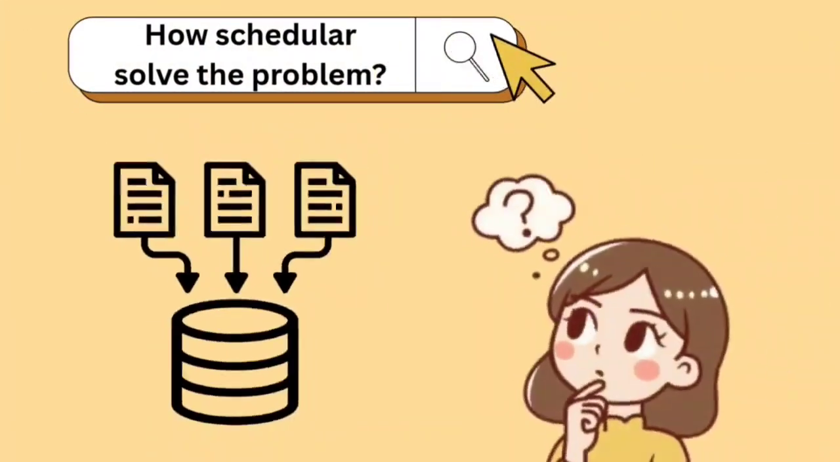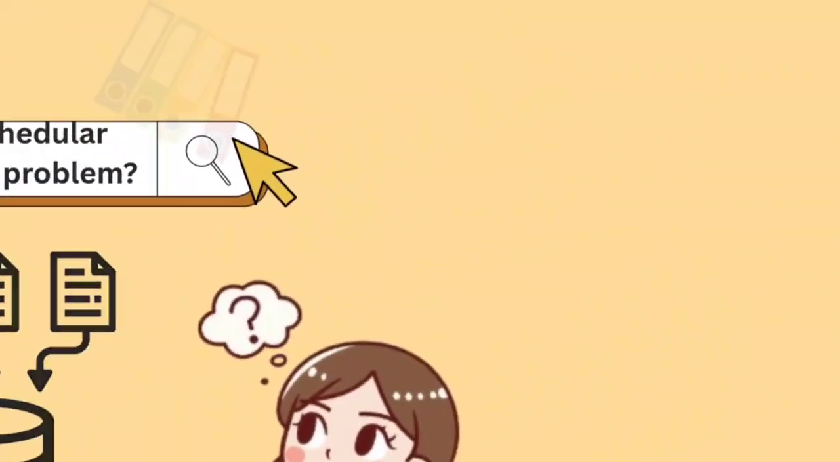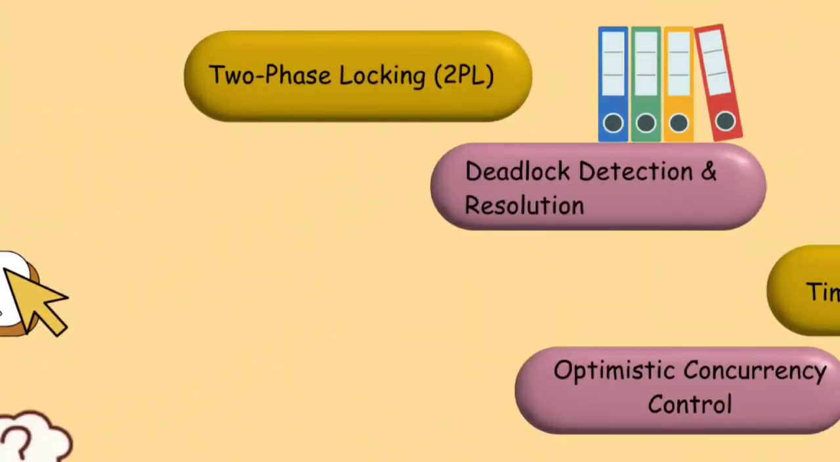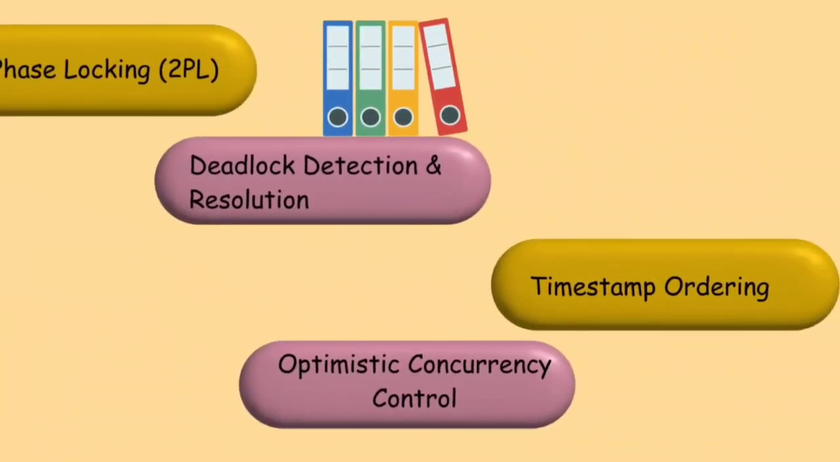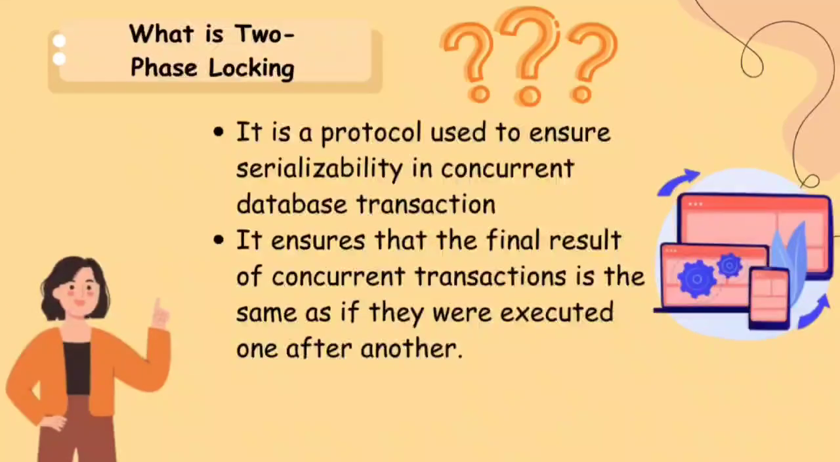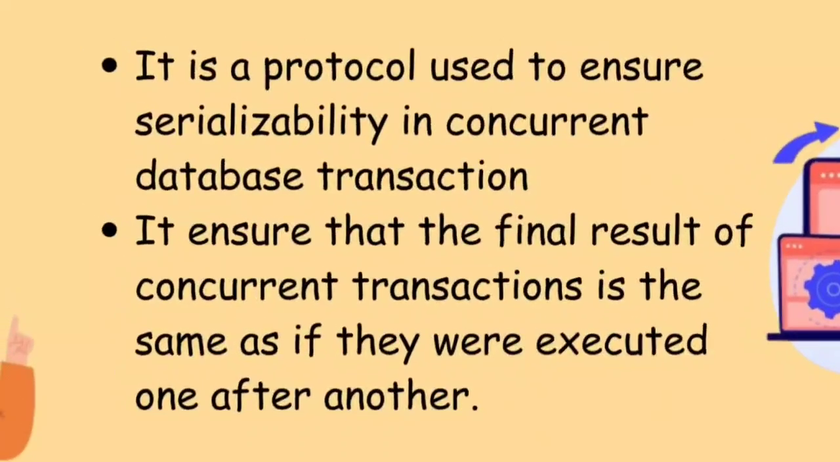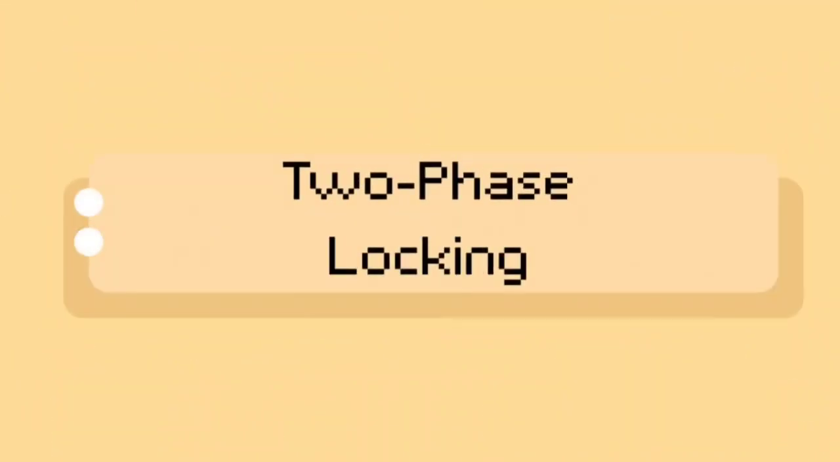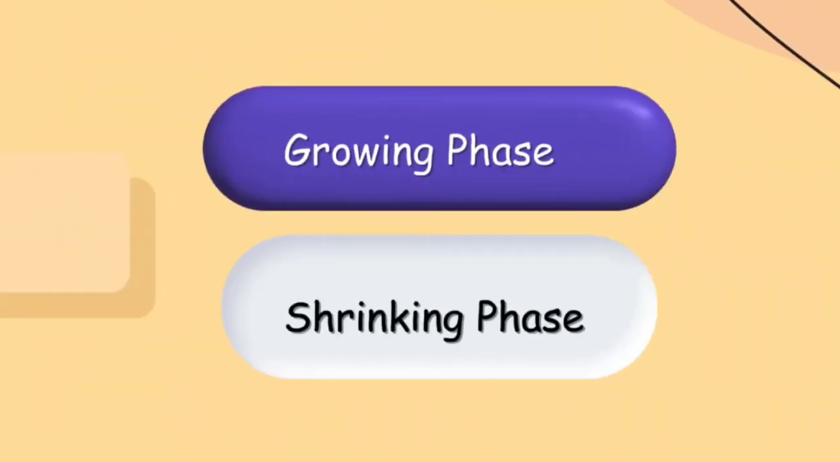Next, we move on to how schedulers solve the problem. Schedulers solve the problem by using the two-phase locking concept. What is two-phase locking? It is a protocol used to ensure serializability in concurrent database transactions. It ensures that the final result of concurrent transactions is the same as if they were executed one after another. Two-phase locking has two phases. The first one is the growing phase, and the second is the shrinking phase.